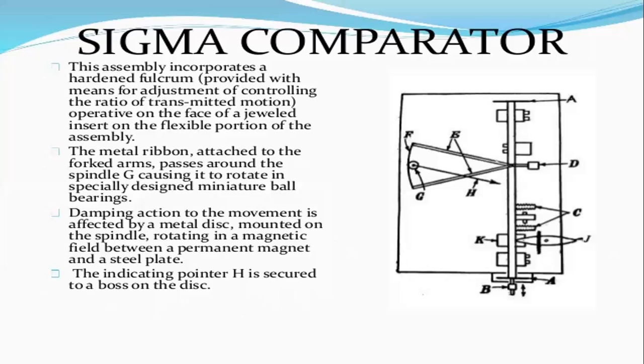And the metal ribbon attached to the fork arms passes through a spindle G, which causes it to rotate directly. This is the specially designated one, the miniature ball, which is attached to the bearings.